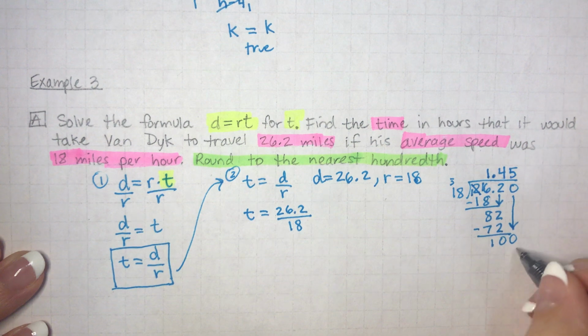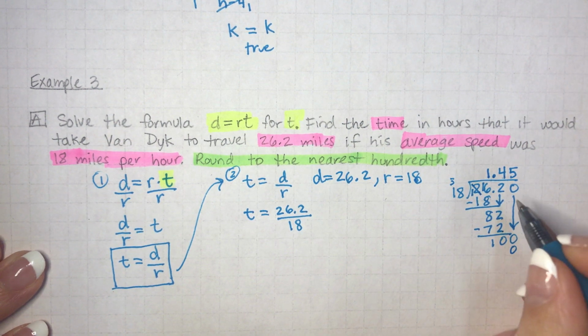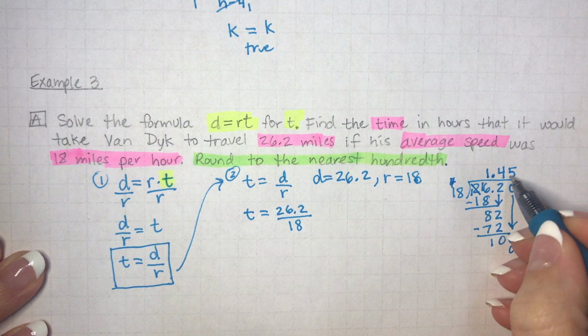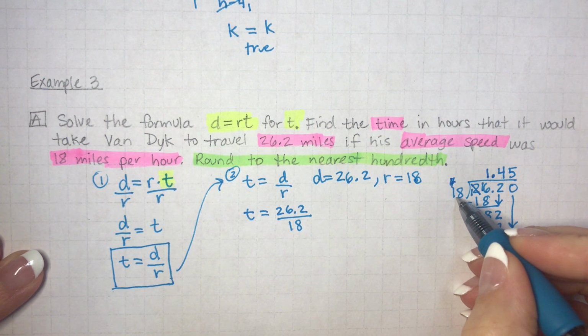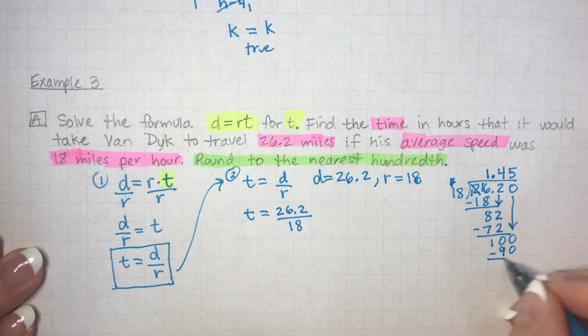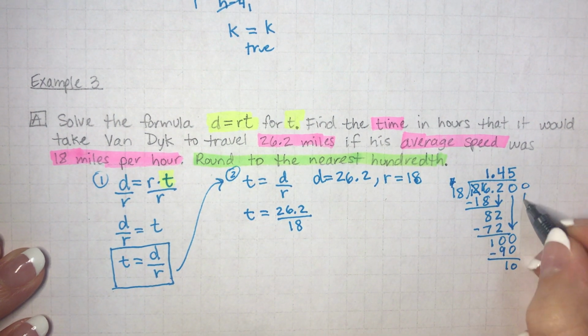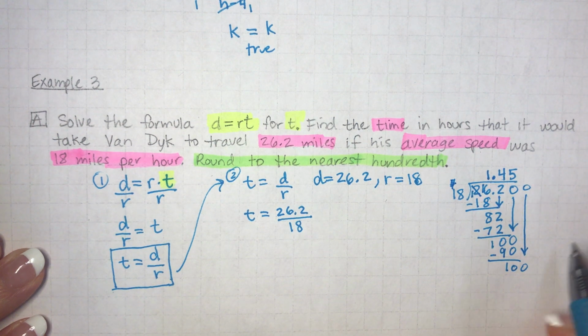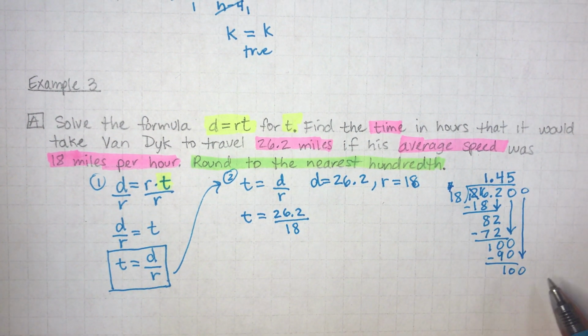5 times 8 is 40. We multiply, write the 0 there, and this is going to be a 4. 5 times 1 is 5, plus 4 is 9. And what do we get? 0 and 1 again, and then we're going to drop this down, and it's going to be a remainder, and it looks like this is going to be repeating.